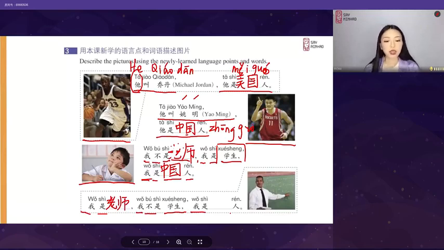我是老师,我不是学生. And 我是什么人? He looks more like he's from America, right? So, let's just say he's from America. So, 我是老师, 美国人. Okay, try to read it from the start. 我是老师,我不是学生,我是美国人. Okay, very good. So this is for today's exercise.